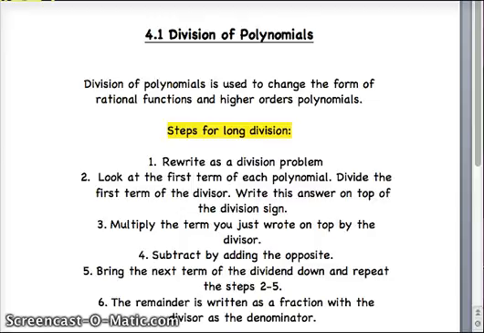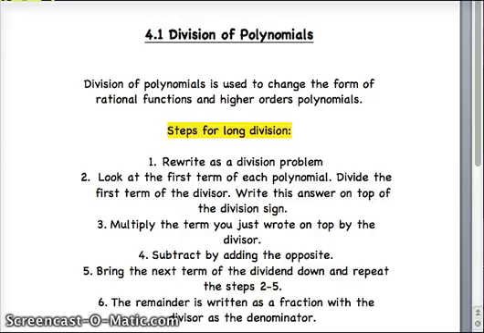Okay, next we're going to do long division. The steps for long division are: 1, rewrite as a division problem. 2, look at the first term of each polynomial and divide the first term of the dividend by the first term of the divisor. Write this answer on top of the division sign. 3, multiply the term you just wrote on top by the divisor. 4, subtract by adding the opposite. 5, bring the next term of the dividend down and repeat the steps. And 6, the remainder is written as a fraction with the divisor as the denominator.